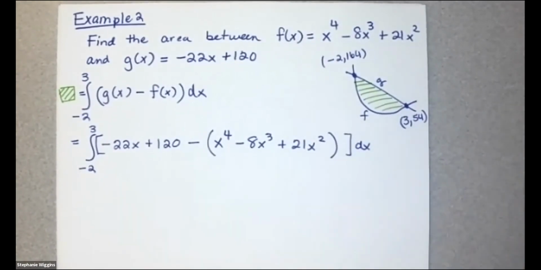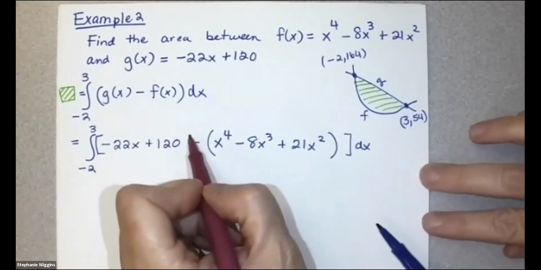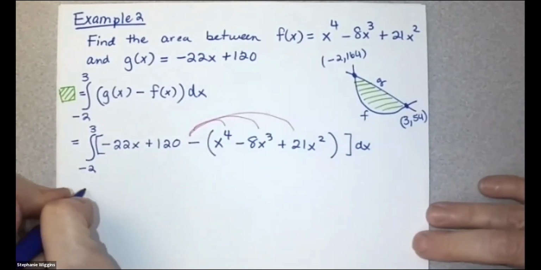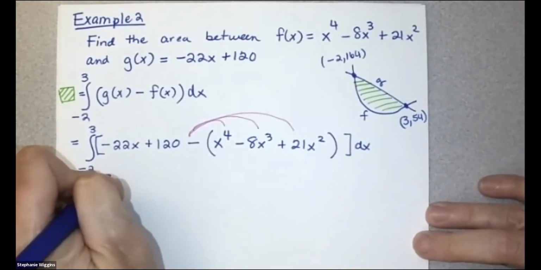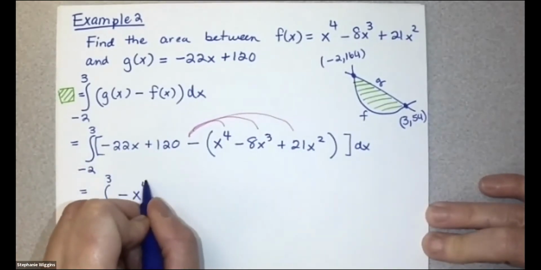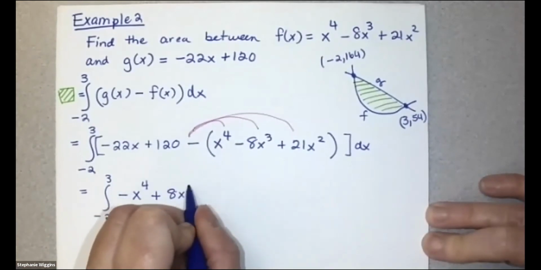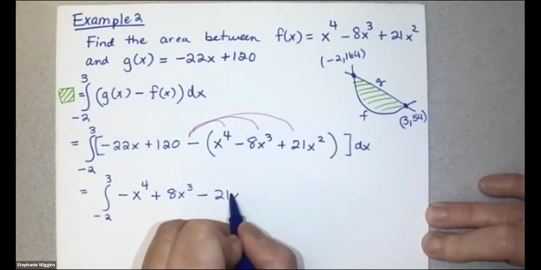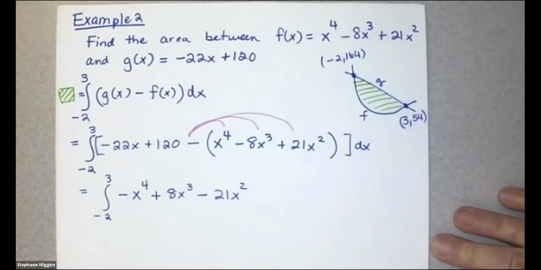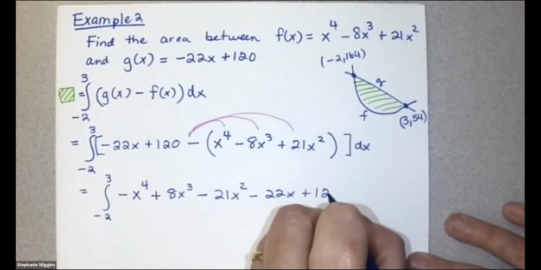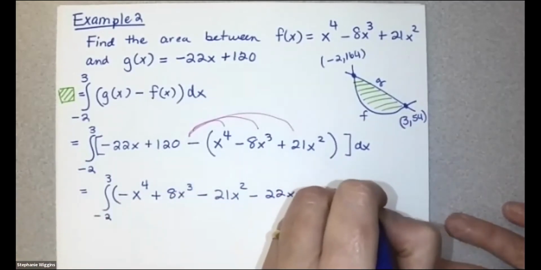And I like to write my function in descending order, you know, in standard form for a polynomial. So I'm going to start with the higher degree terms when I do this. That's just my personal preference. I'm going to distribute this negative, so it's going to become negative x to the fourth plus 8x cubed, right? I'm distributing this, and we have a double negative there, minus 21x squared. And then we've got the negative 22x plus 120 all times dx.